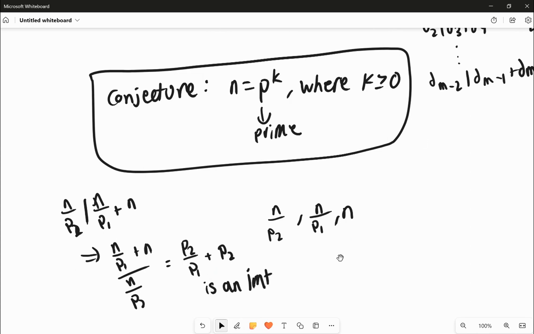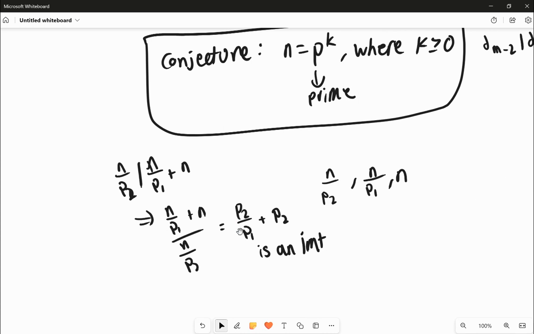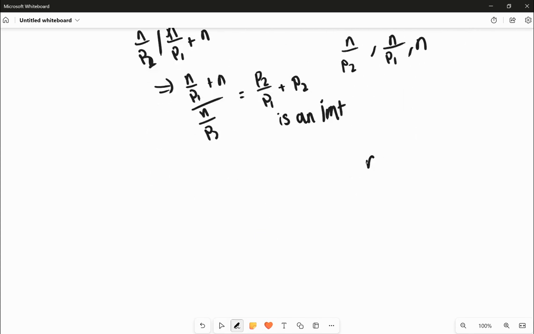And this means that p2 over p1 is an integer, so that means that p1 divides p2. But since they are both primes, that means that they're equal, which contradicts the fact that they're distinct. So hence this cannot happen. So it must be something like n over p1. The next term must only contain p1, so that's n over p1 squared.